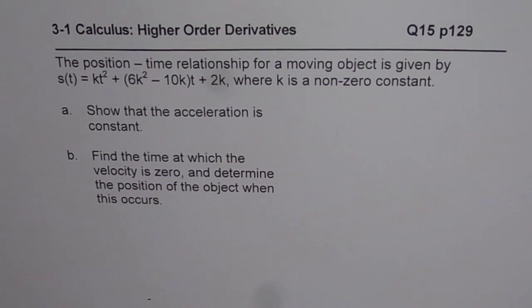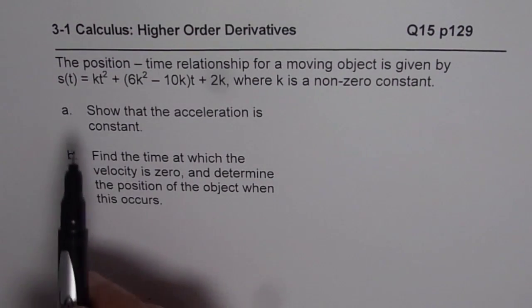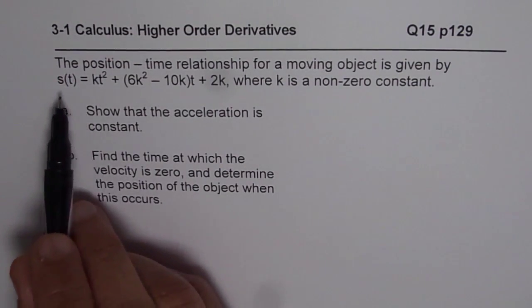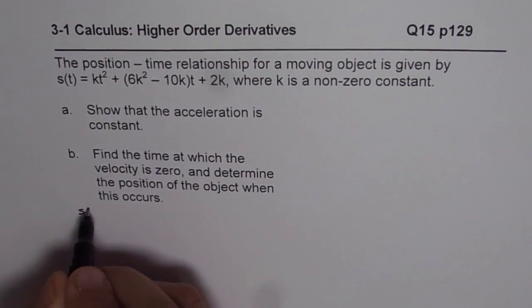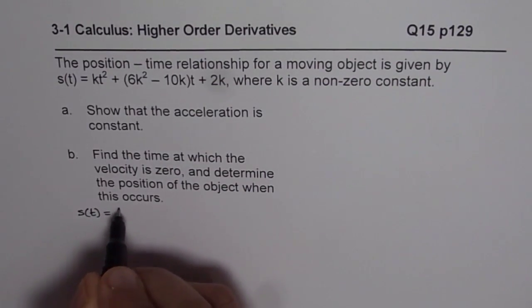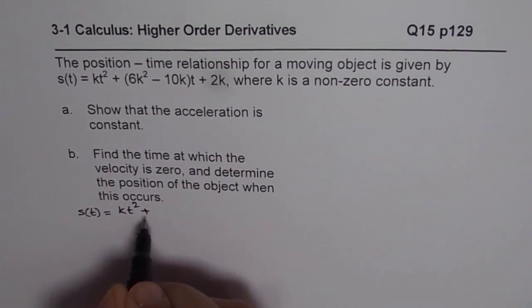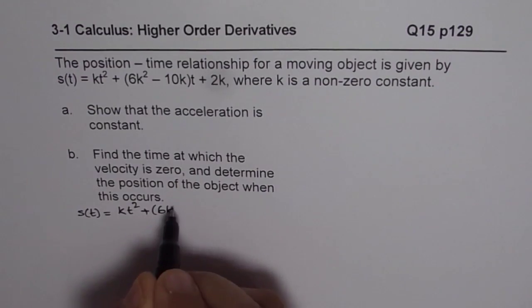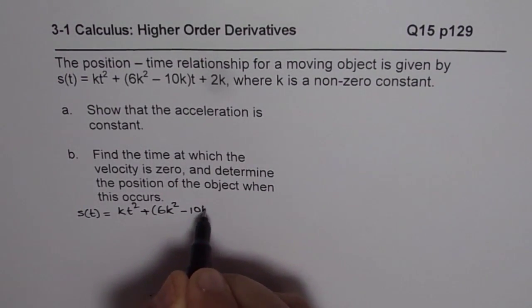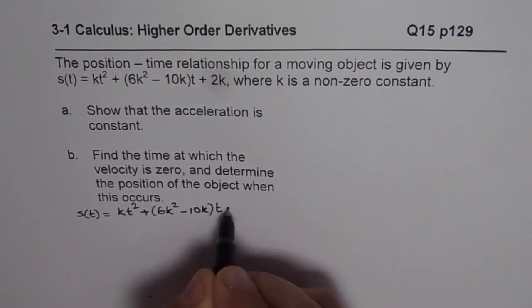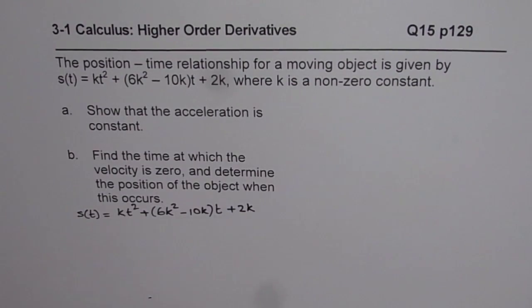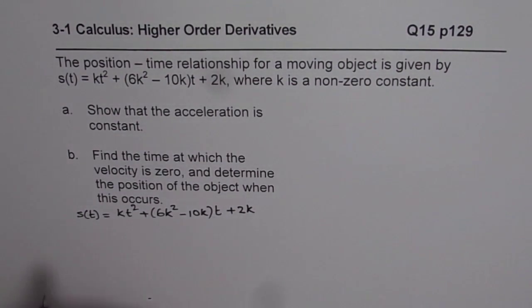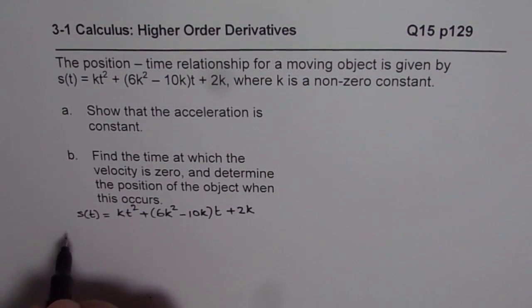Now, this question requires a lot of calculations. I will do some, leave some for you, but I'll teach you the way it should be solved, okay? So let's begin with the position function itself, which is s of t equals kt square plus 6k square minus 10k times t plus 2k. First step in higher order derivatives is to find all the derivatives required.